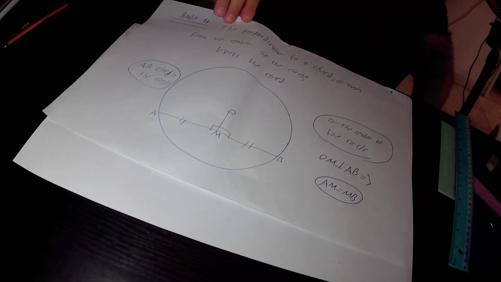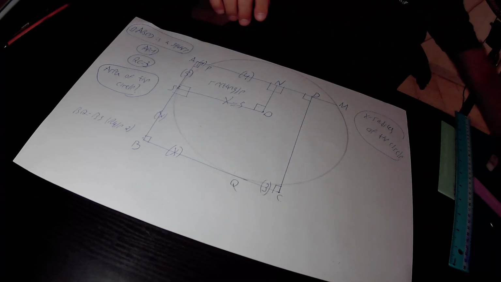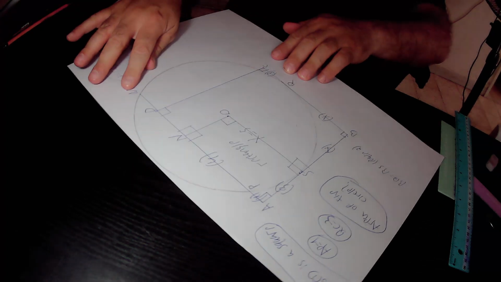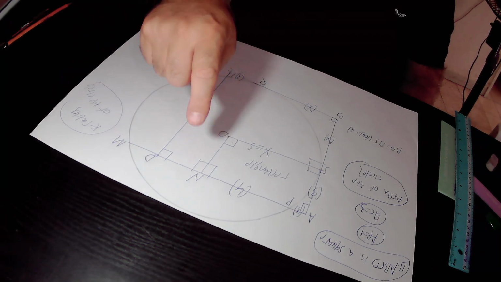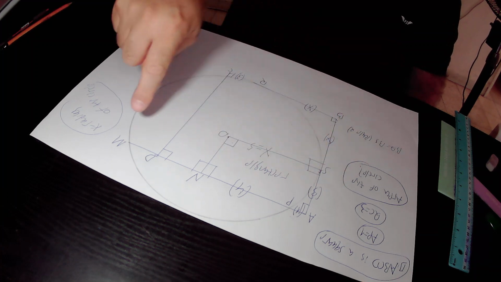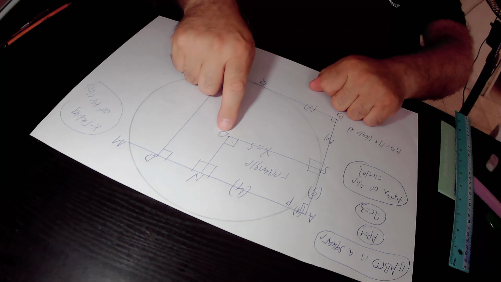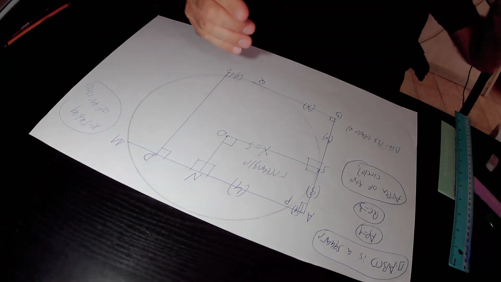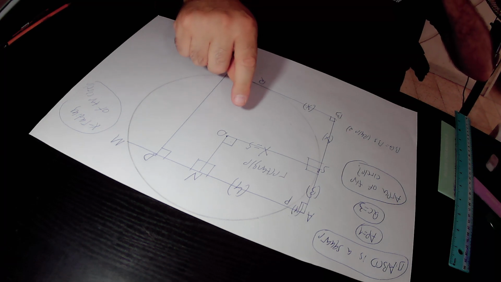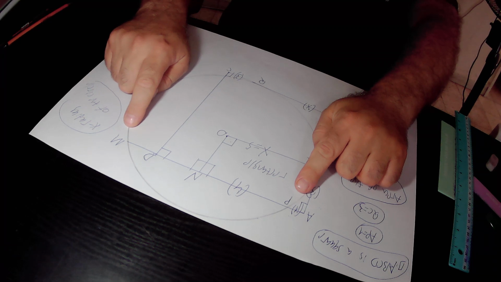So we can actually implement rule 11 in our drawing. From the center of the circle, that is to say from point O, we have perpendicular ON on chord PM. And therefore, according to rule 11, perpendicular ON bisects chord PM, that is to say, divides chord PM into two halves.